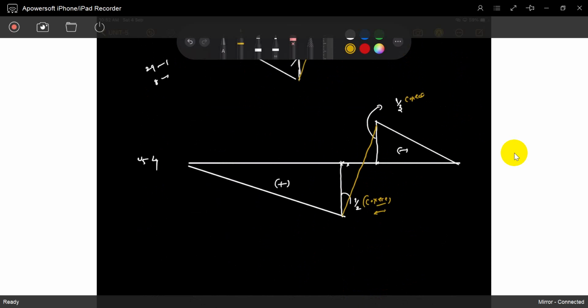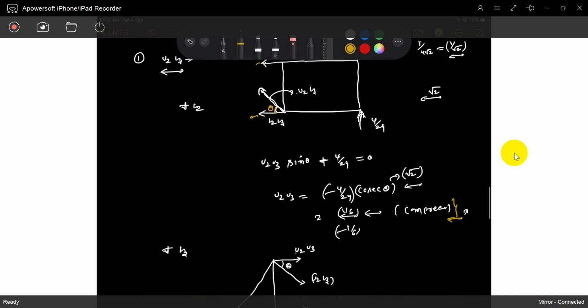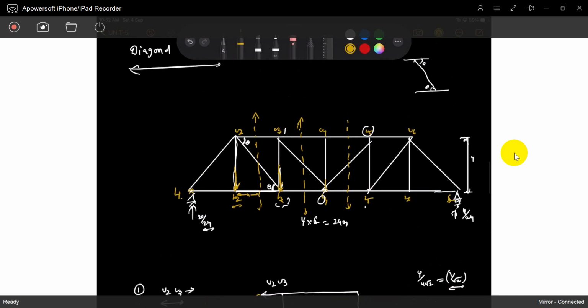So that's it. Multiply with cosec theta. But positive, negative will change because the pattern will change. Now its pattern changes. Previously it will come like this, now it comes like this.